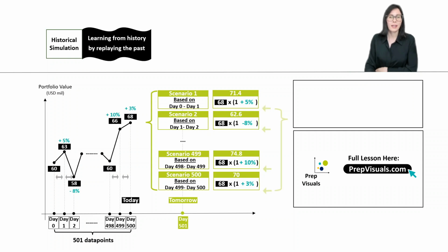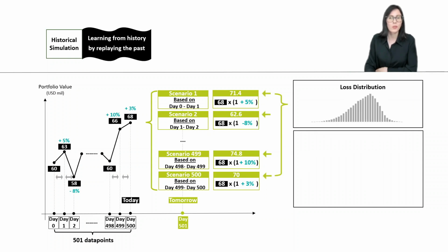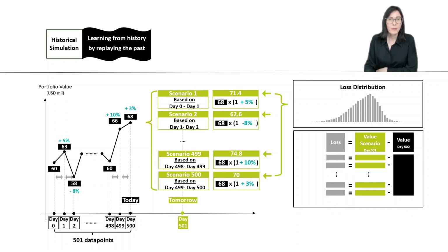And it is these values based on which the loss distribution is defined, and this is because losses are defined as the simulated value for tomorrow minus the value for today. And let me illustrate this to you using our numbers. If you want to calculate the loss in the first scenario, you do the following. You take the simulated value for tomorrow and you subtract the observed value for today. And this would lead to plus 3.4. And because this is a positive value, this outcome is a return.